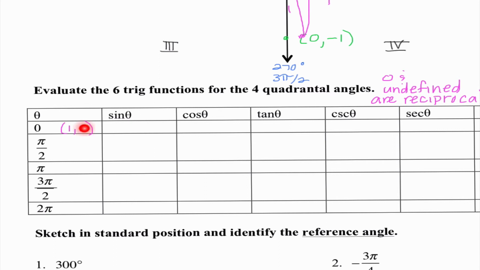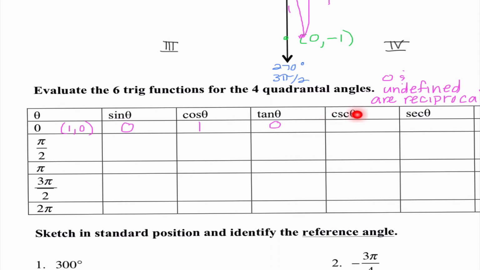So sine is the y value, which is 0. Cosine is our x value, which is 1. Tangent is y divided by x. You guys may also remember from last year, tangent is sine over cosine, so we could always use that as well. 0 over 1 is 0. Now we're going to go ahead and find reciprocals.